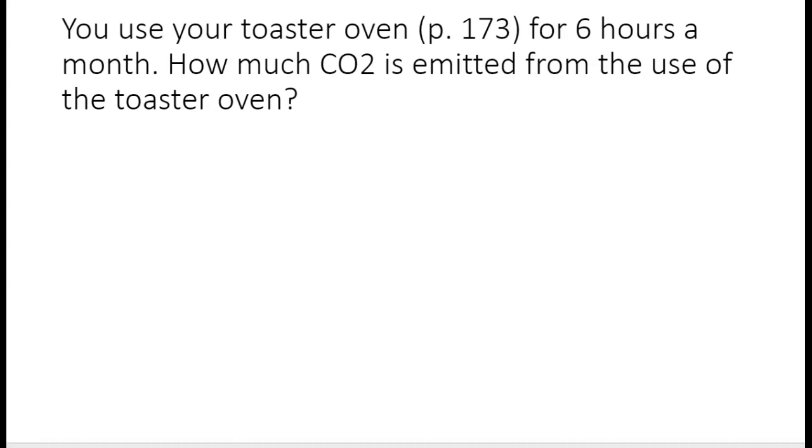You use your toaster oven for 6 hours a month. How much CO2 is emitted from the use of the toaster oven? Let's just figure this out for 1 month, okay? I didn't put that in there, but let's just pretend. If you're using the workbook on page 173, this is the list of wattages. In general life, you can always find the number of watts something uses, like a microwave, it'll tell you how many watts it is. You can probably Google it for a lot of different items, but page 173 has a basic average of things.